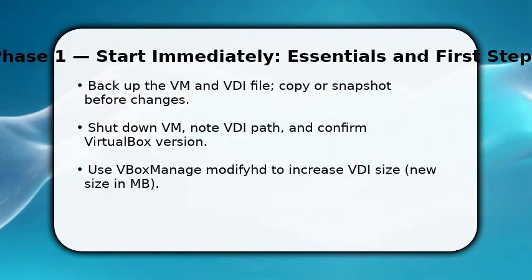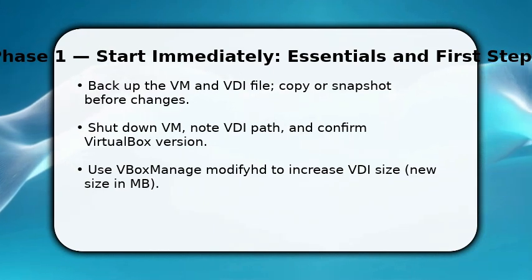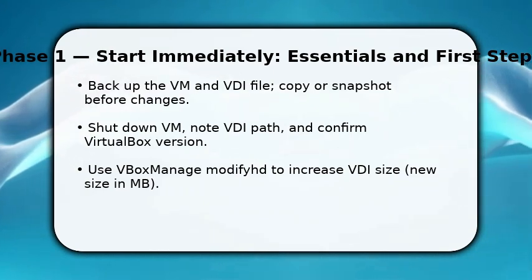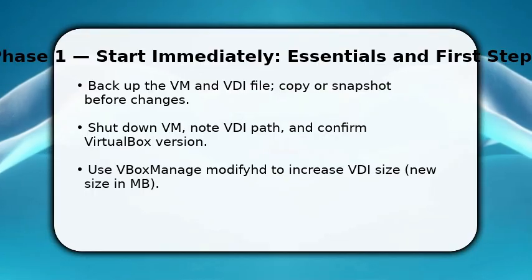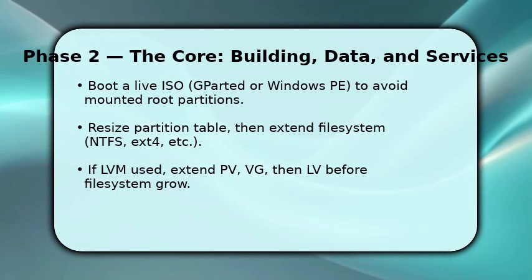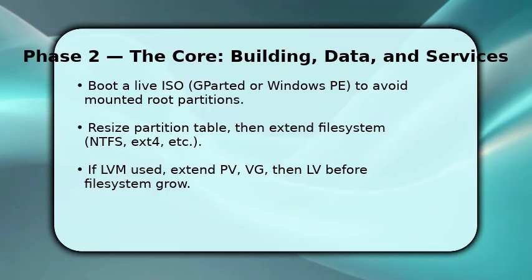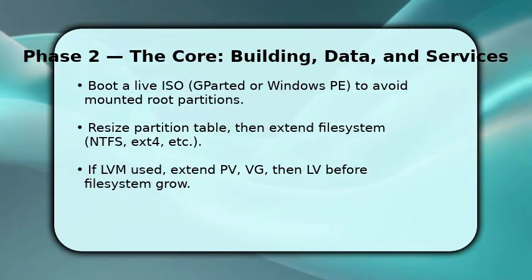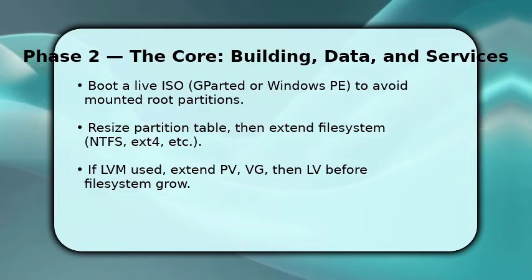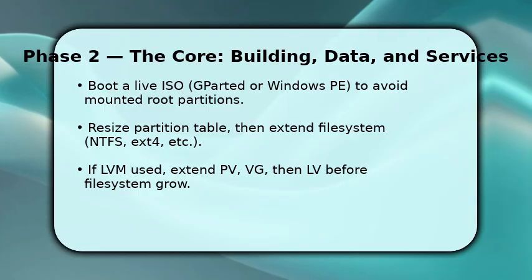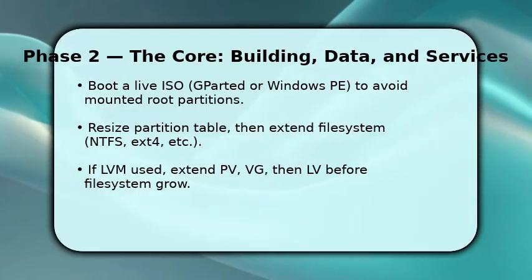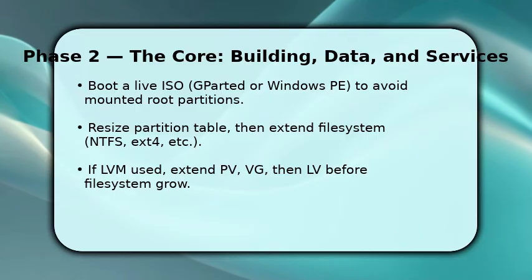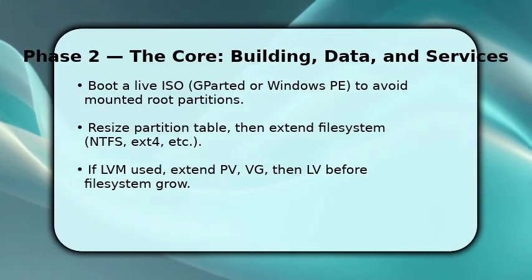MB, for example. You do this because the virtual disk container must be larger before the guest OS can use extra space. Once the virtual disk is larger, you must resize partitions inside the guest. Boot the VM with a GParted or Windows PE ISO so partitions are unmounted and safe to edit. Make sure to move or expand the primary partition into the newly available space, and then grow the file system.